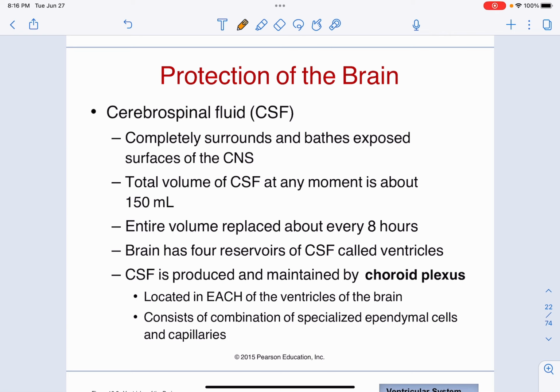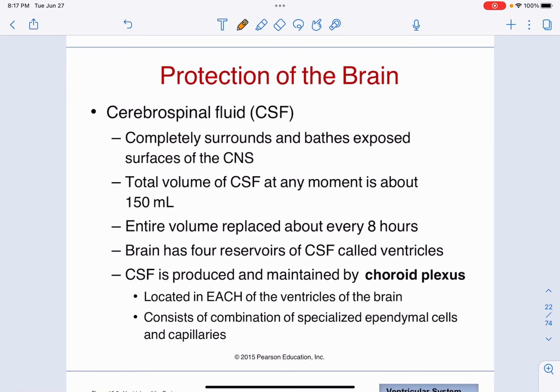And there is a total of about 150 milliliters of cerebral spinal fluid flowing through those spaces at any given time. And the entire volume is replaced about every 8 hours or so. So this is a relatively small amount of fluid because you move about 150 milliliters of blood with every 2 heartbeats of your heart. But there's no pump for cerebral spinal fluid, so this is going to be much slower. And cerebral spinal fluid is a derivative of plasma.